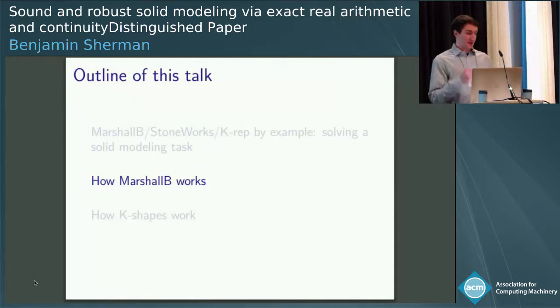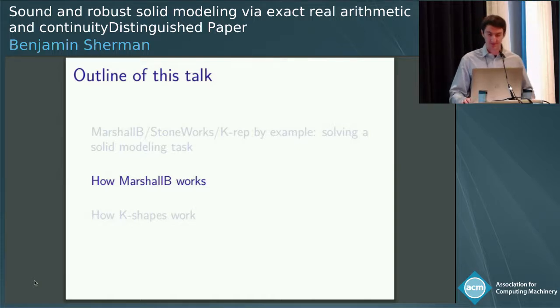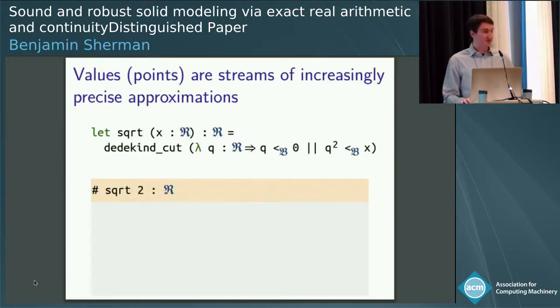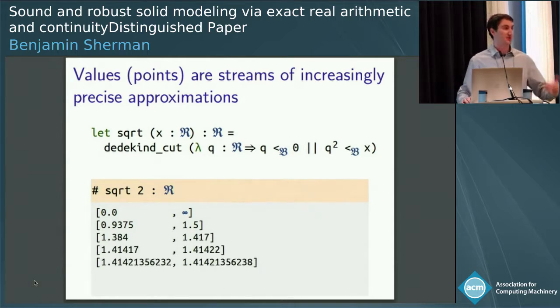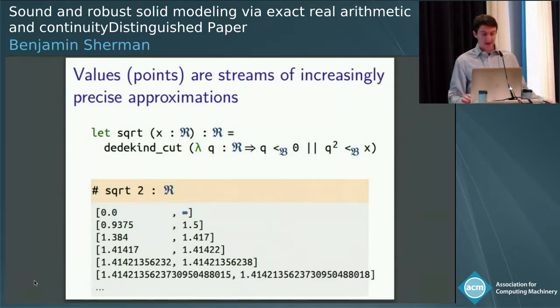Okay, so the rest of this talk will go over how Marshall B works, and then I'll get into the shape representation stuff. As we've seen, points are just streams of increasingly precise approximations. Here, I'm not going to explain the square root code, we'll get back to it, but here we're computing with it, and we get a stream of approximations. And this is not only true at the REPL at the final stage, but you can really think of intermediate values, for instance of the reals, as streams.